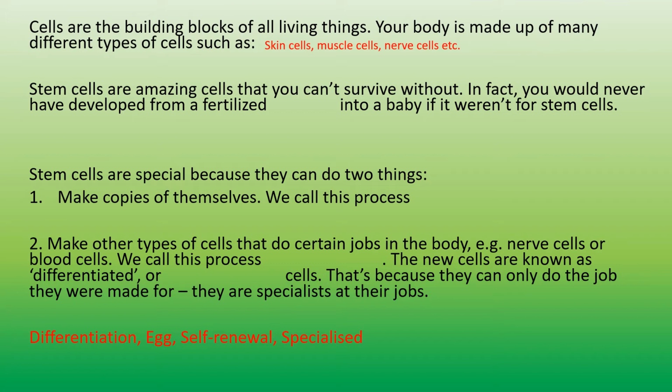Stem cells are amazing cells that you can't survive without. In fact, you would never have developed from a fertilized egg into a baby if it weren't for stem cells. Stem cells are special because they can do two things: make copies of themselves, we call this process self-renewal, and make other types of cells that do certain jobs in the body, e.g. nerve cells or blood cells. We call this process differentiation.